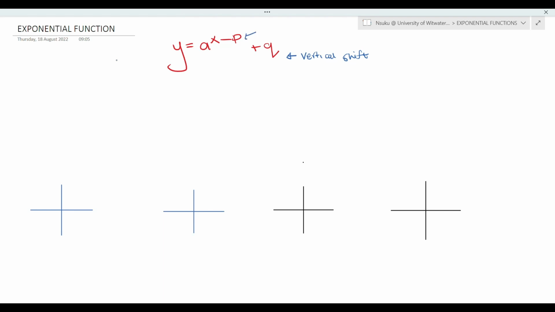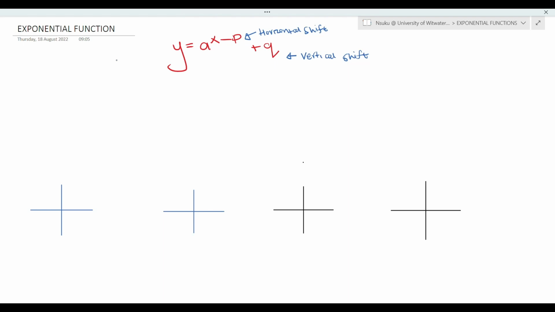Whereas p right here is what we call a horizontal shift. So it will obviously shift your graph left and right. But p is not a value that we're going to put much emphasis on or analyze the most. The values that I really want us to focus on are, obviously, our vertical shift, where there's nothing much to it. We're just going to insert a value, and that value will shift the graph up and down.